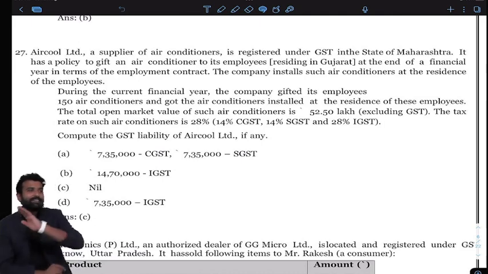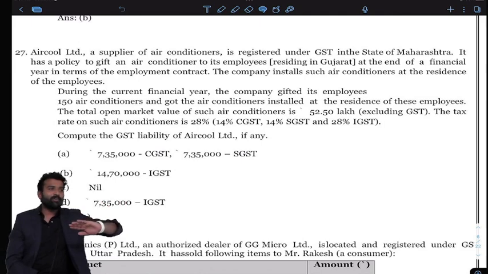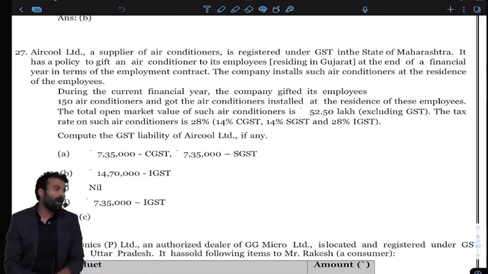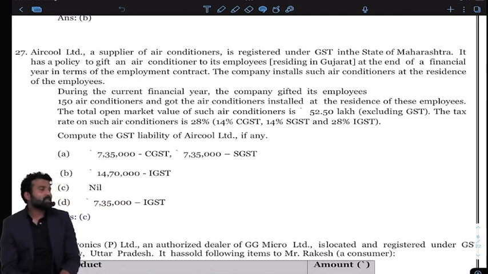The answer given here is, I will try to hide the answer. Maybe you will get the answer. But it's actually C. You know why? Because they have gifted 150 ACs to their employees. So what is the value of the gift per employee? We can divide 52,50,000 by 150 employees, so around 35K. So the value is not exceeding 50,000 per year.